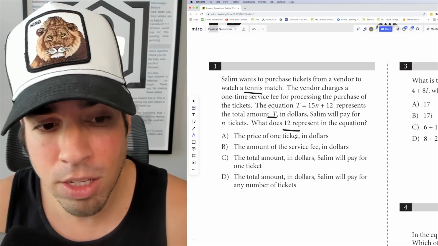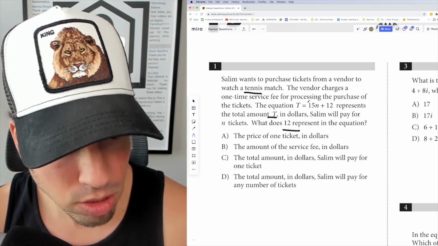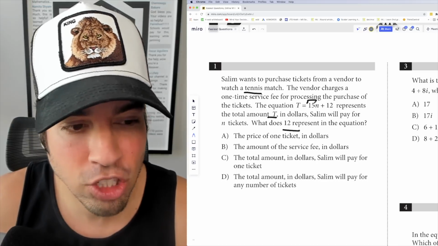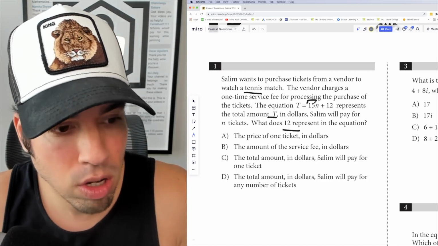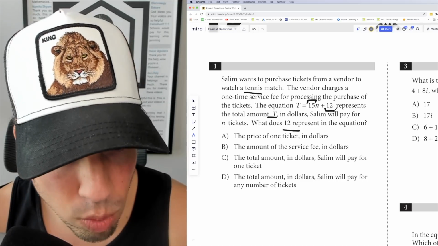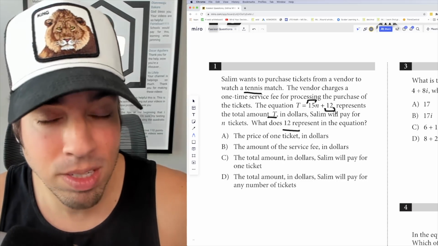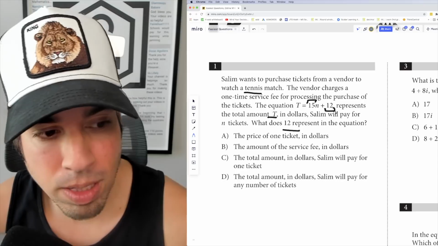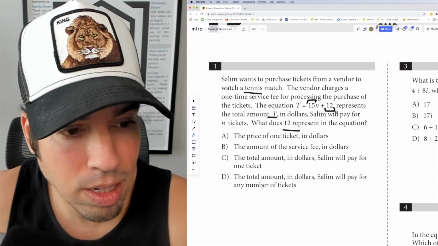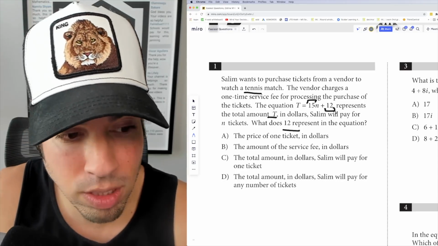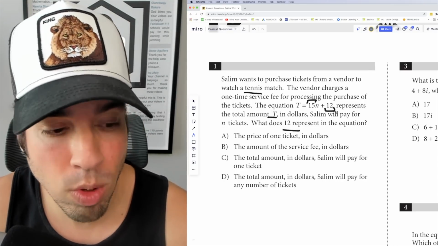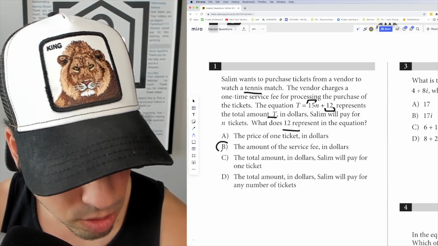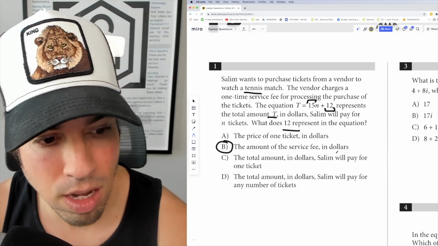So we're talking about a linear equation. There's two parts. There's the slope, which is the rate of change. In this case, it is probably the cost per ticket. And then we've got the y-intercept. Remember, y-intercept is the initial value, the one and done thing. Well, that probably means that in this case, for this one-time service fee, we're paying it once and then we're done. That's probably represented by that 12. That means B is the winner, the amount of service fee in dollars, done.